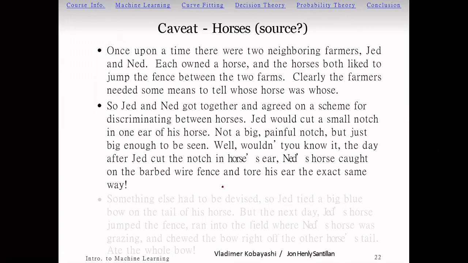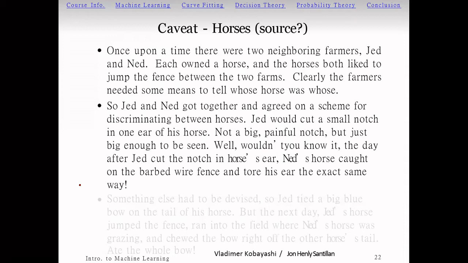Ang nangyari is, may accident na nangyari. So, dahil nagko-cross na ngayon, nasugatan din yung ears ng horse ni Limpag dahil doon sa barbed wire. Coincidentally, okay, the same spot at saka the same way yung pagkasugat. So ngayon, hindi na nila ma-identify kasi pareho na naman. So nag-isip na naman sila ng bagong paraan. They now think of another way to identify.